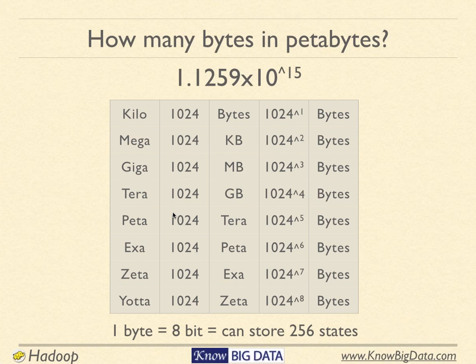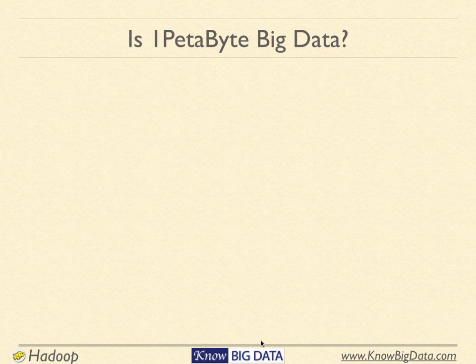This table will help you remember this. Starting with kilo, kilo is 1024 bytes, mega is 1024 kilo, and so on. The other important part to understand is that 1 byte means 8 bits, and 8 bits can store 256 states. So basically, 1 byte is a pretty big storage. And a petabyte is 10 to the power 15 bytes. We will discuss more about this number, and to check your understanding of big data, I have one more question to ask. We talked about what is big data.